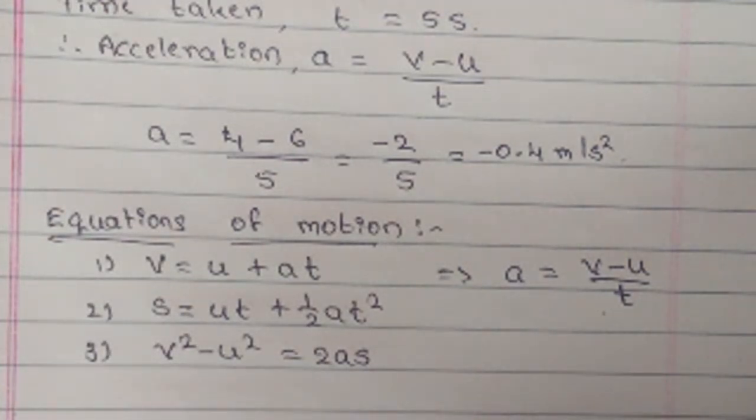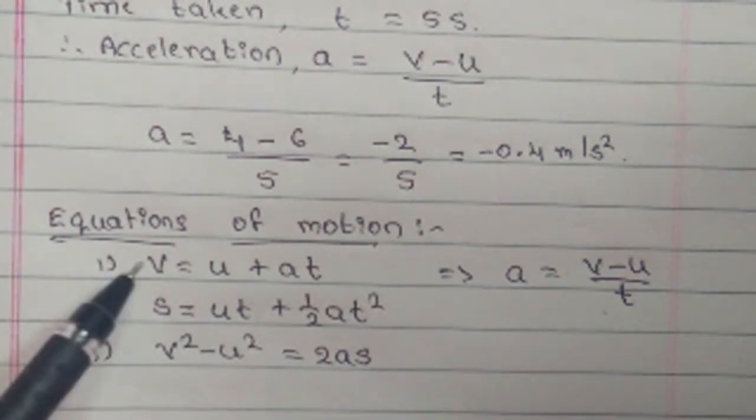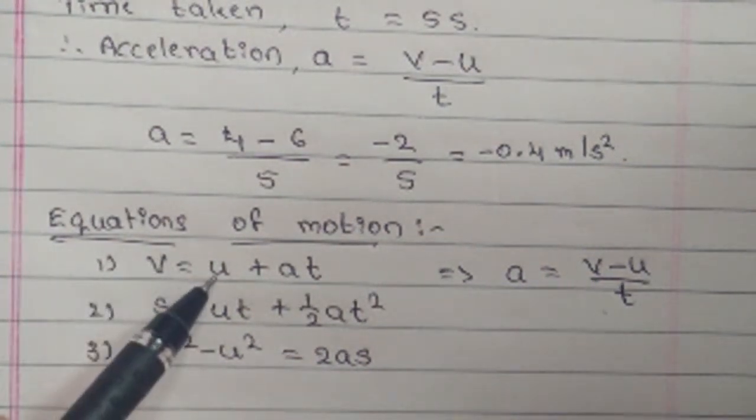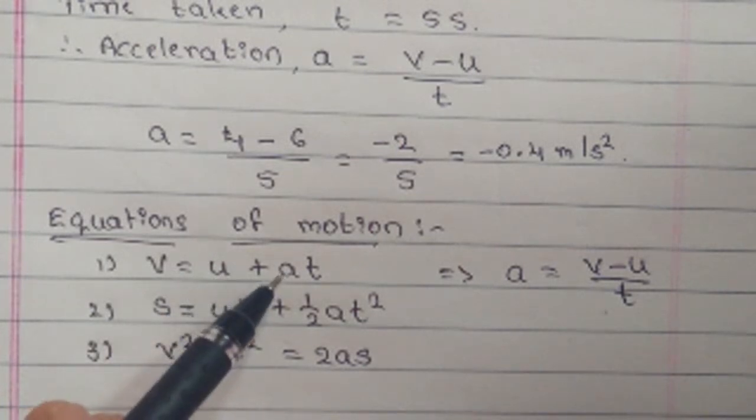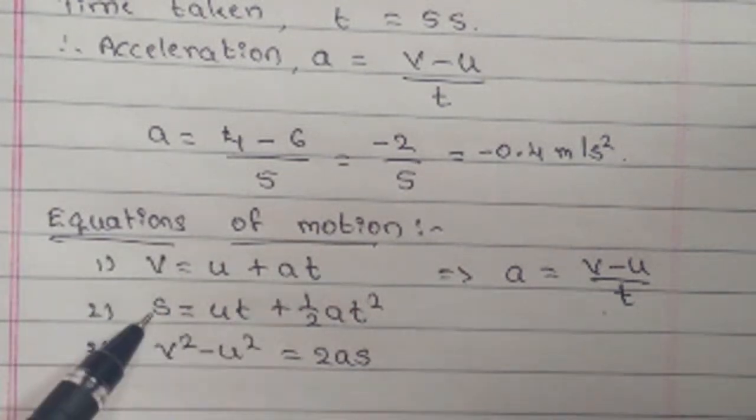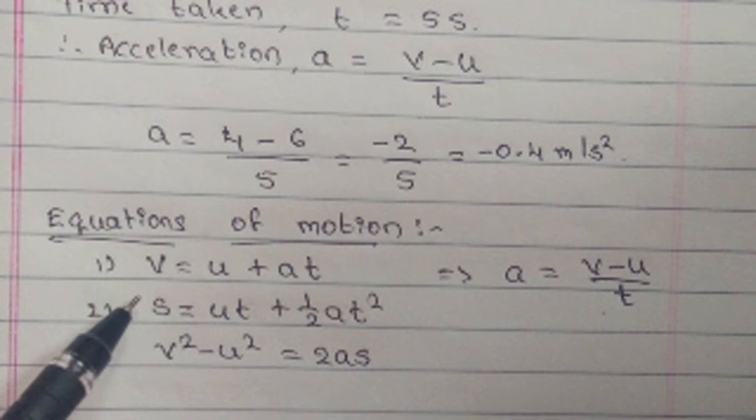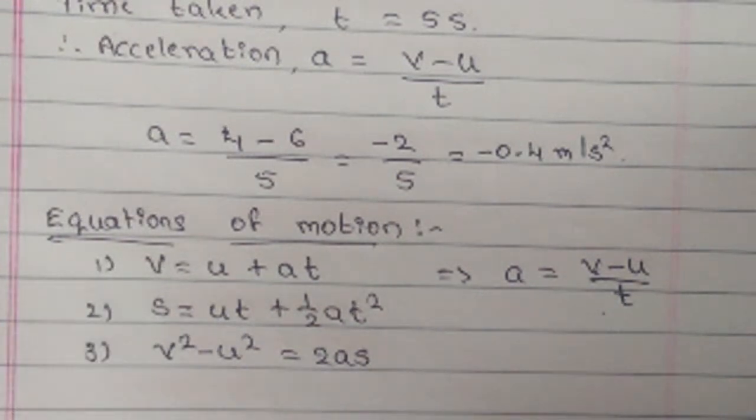In these three expressions, v is known as final velocity, u is initial velocity, a is acceleration, t is the time taken, and s is the distance travelled by the object. So these are the three equations of motion. First one is v is equal to u plus at, and another form of the first expression is a is equal to v minus u divided by t, the second one is s is equal to ut plus half at square, and the third one is v square minus u square is equal to 2as.